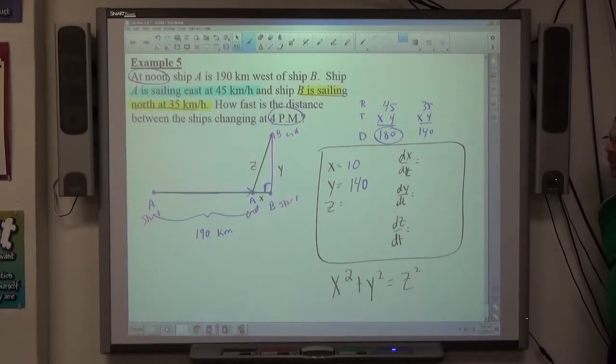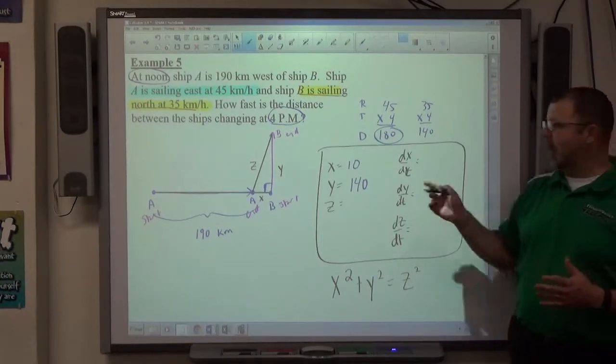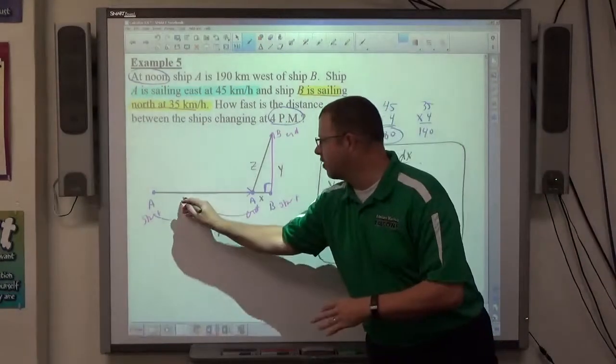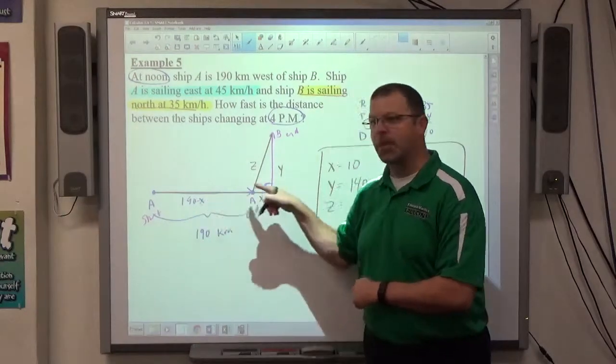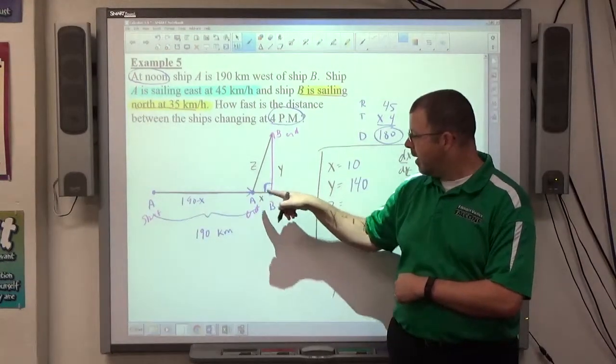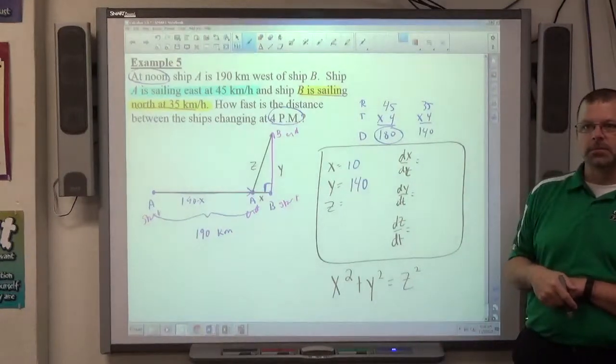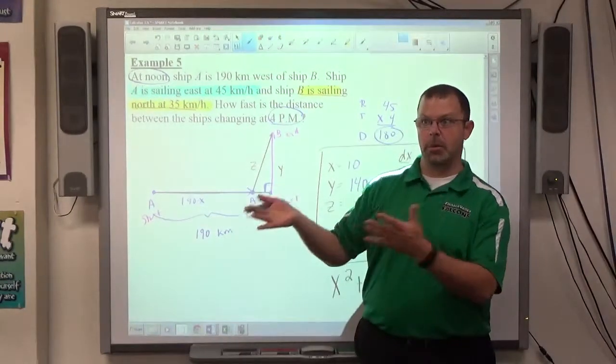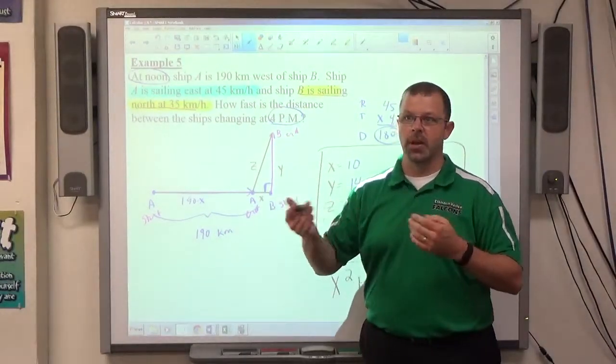Do we know what dx over dt is? 45. Should it be plus 45 or minus 45? Minus. Why is it minus, Tyler? Just feels like it should be minus. All right, look at the dimension x in the picture. See how I've drawn it? This is x, this is 190 minus x, and we made the decision already to put x right there. Looking at the picture, is x getting bigger or smaller? Smaller, so it's negative. If we had put x here and 190 minus x there, then dx over dt would be positive 45. So depending on how we draw the picture, it could be positive or negative.